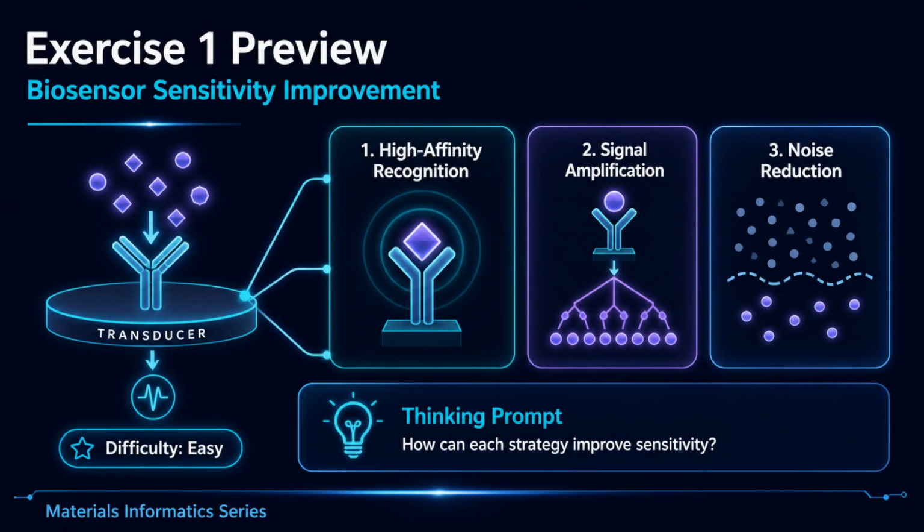Exercise 1 asks you to propose 3 strategies for improving biosensor sensitivity. Think about the 3 components we discussed. Hint: consider improving recognition element affinity, amplifying the transduced signal, or reducing background noise. Each strategy has multiple implementation approaches.